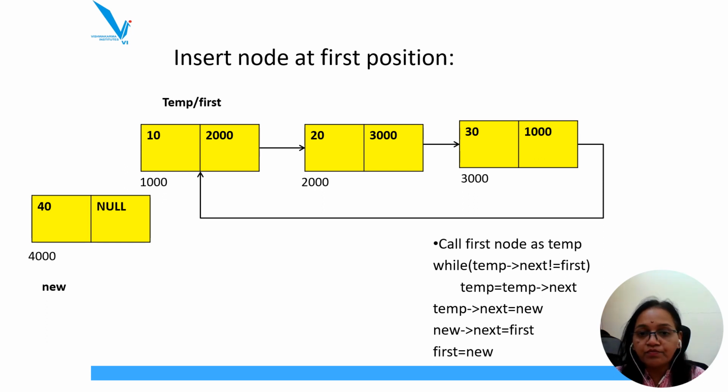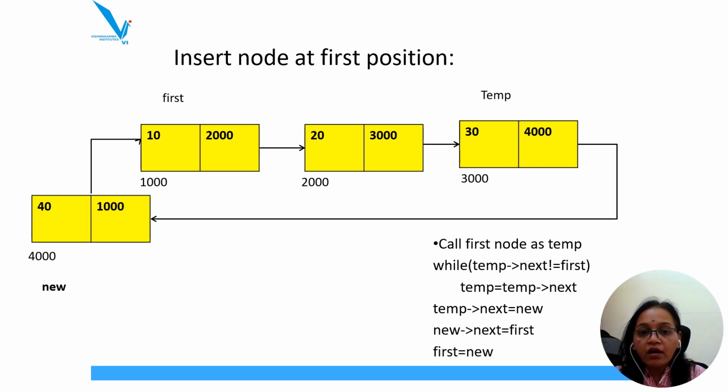So what you have to do? You have to just change the pointers. Okay, we have done this. Now temp of next is equal to new. ये temp था, temp of next is equal to new. तो temp of next में अभी क्या value जाएगा? 4000, which is the address of new. When you add the address 4000 over here, it will start pointing to the new node.